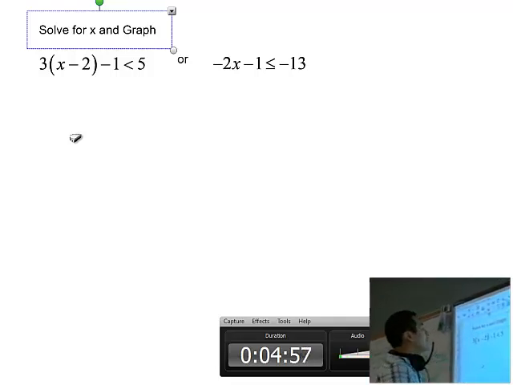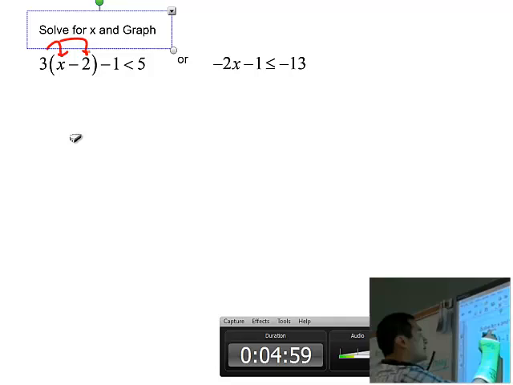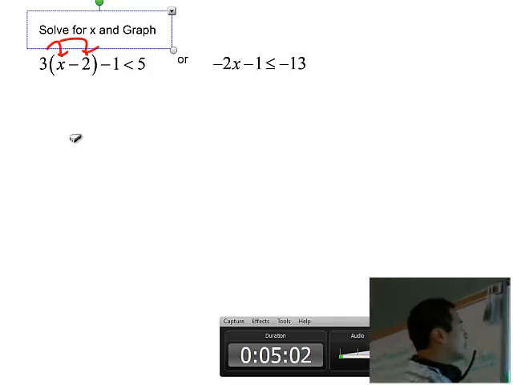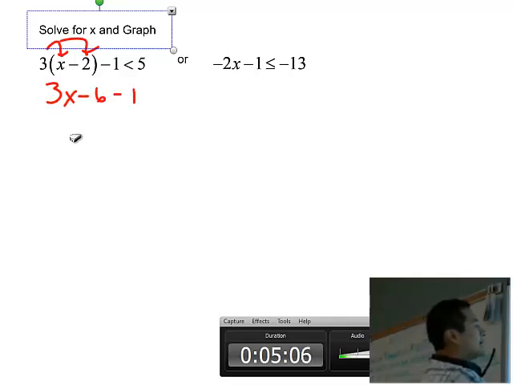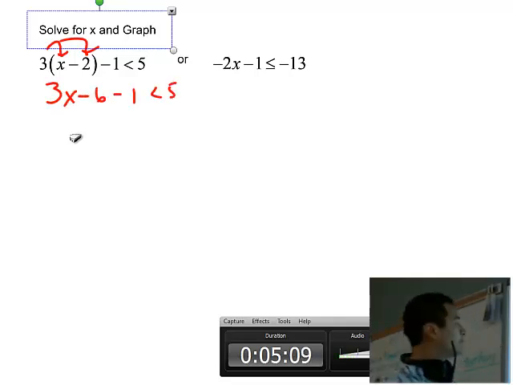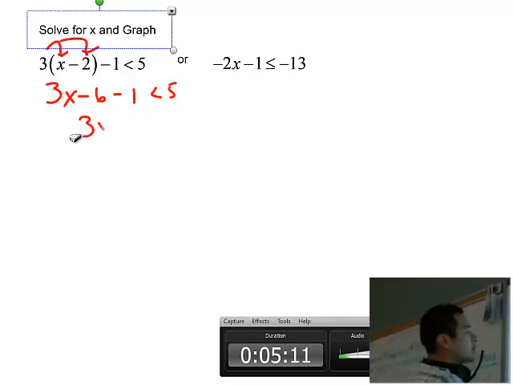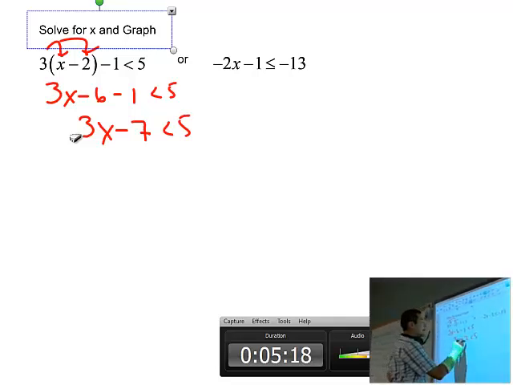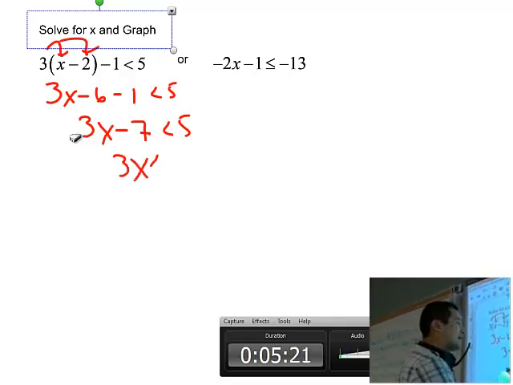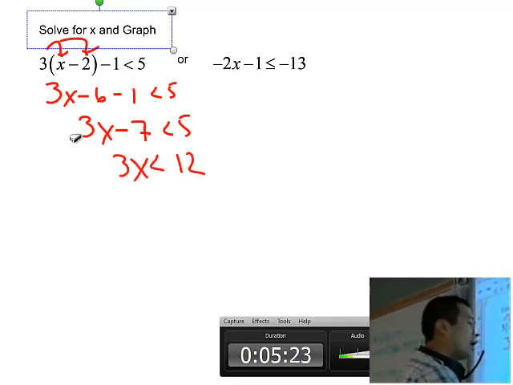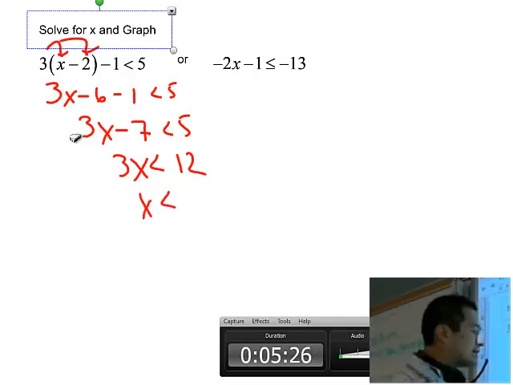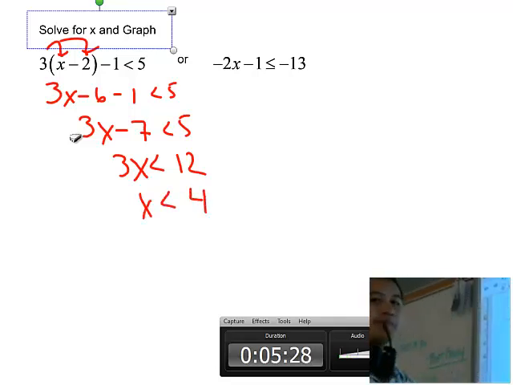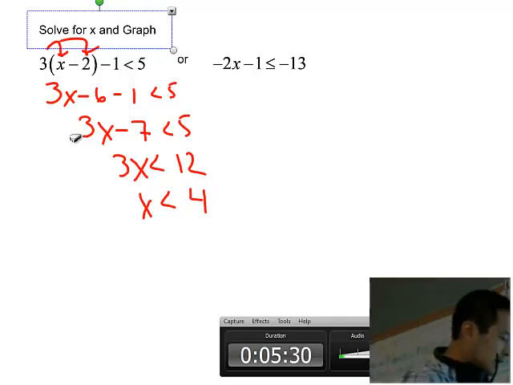Take a look. What do I do first? I want to distribute both sides. I'll go a little bit quickly so you can fast forward or watch me or slow down. This becomes 3x minus 6 minus 1 less than 5. Combine terms, 3x minus 7 less than 5. Simplify, add 7 to both sides. 3x less than 7 plus 5, which is 12. Divide by 3, x is less than 4. Let's take a look at this side over here. I'll do that one in green.